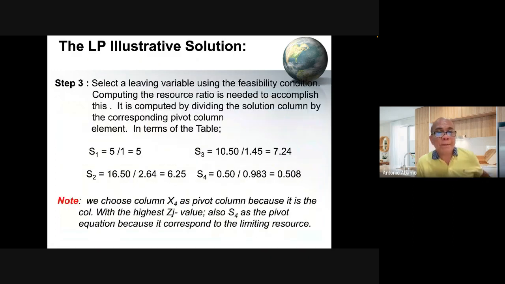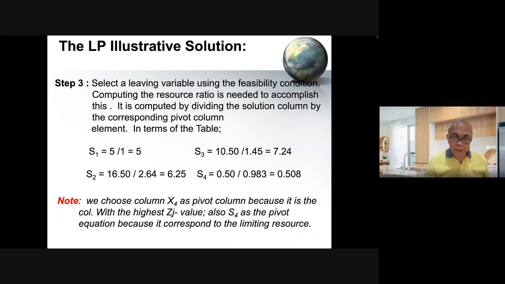Then step three, select the leaving variable using the feasibility condition. Computing the resource ratio is needed to accomplish this. We will have that in our succeeding lecture. It is computed by dividing the solution column by the corresponding pivot column. Okay? Solution column by the corresponding pivot column.